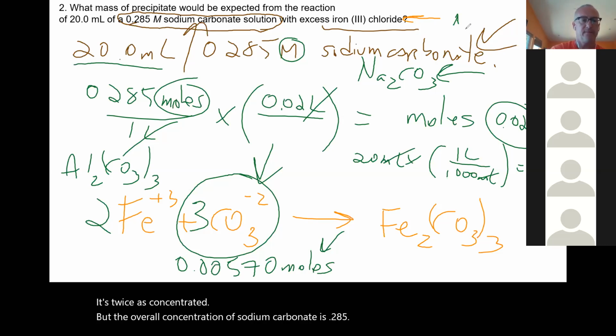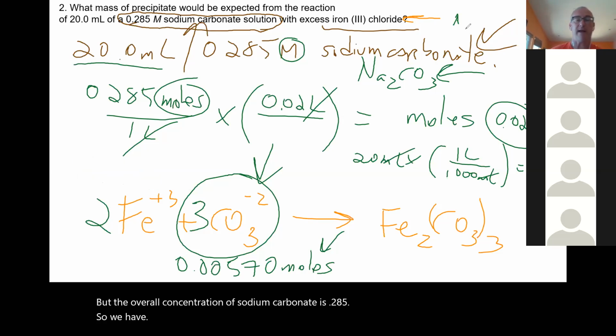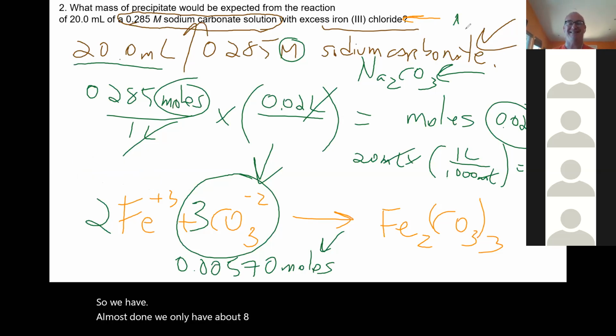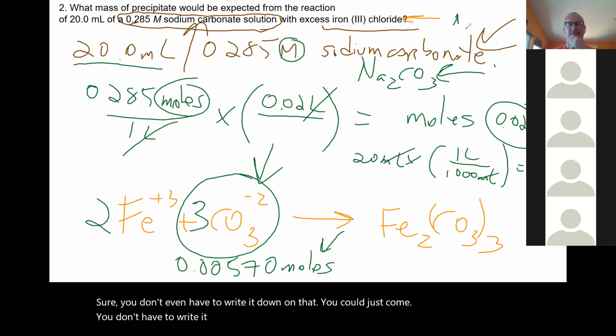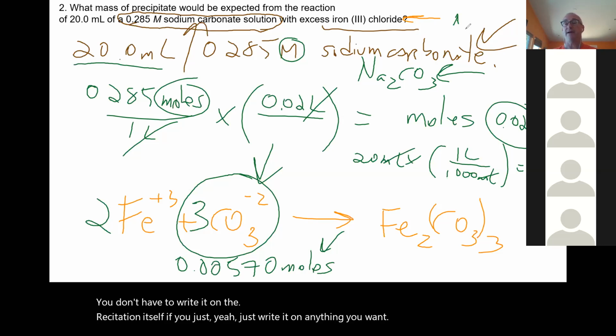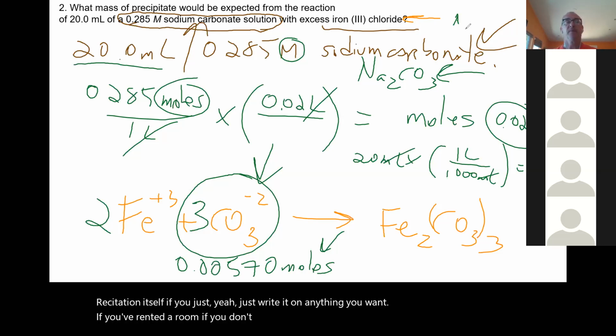So we're almost done. We only have about 8 more calculations to do. So we know, oh, go ahead. In cases like this, since it's going to fill up the whole page, do we just put it on binder paper? Sure. You don't have to write it on the recitation itself. You can write it on anything you want. If you've run out of room, if you don't write really small like I do, just write it on anything. I don't care.